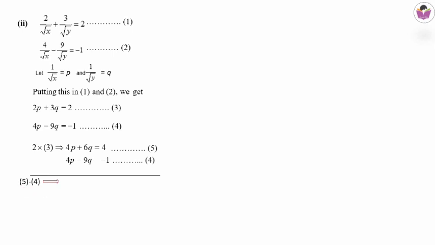Before going for calculation, let me remind you something here. The sign of 9 is minus, so that will change to plus. 6 minus minus 9: since we are subtracting, the sign will change to plus. And here also, minus 1 is there, so 4 minus minus 1 changes to plus. When you calculate, 6 plus 9 is 15q is equal to 4 plus 1, that is 5. So q is equal to 5 by 15, which becomes 1 by 3. We have got the value of q.